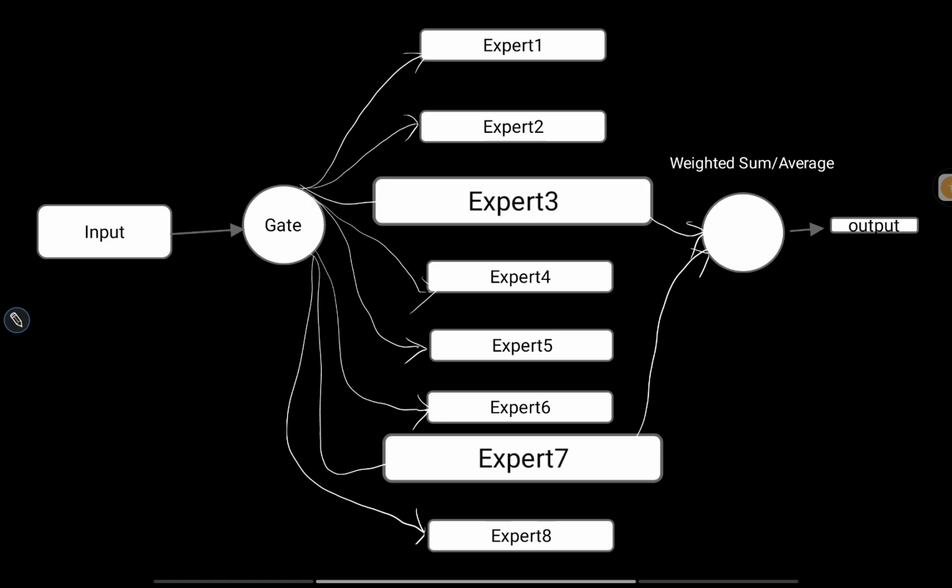Now the question comes, why are we calling this a sparse mixture of experts? As you can see here, we have 8 experts, but we are only selecting 2 of them. It's not that all 8 experts are used to calculate the weighted sum or average and then produce the output. Only 2 of them are selected. That's why we say this is a sparse mixture of experts. If we were selecting all the experts, we would not call it sparse, so that's why we use this term.